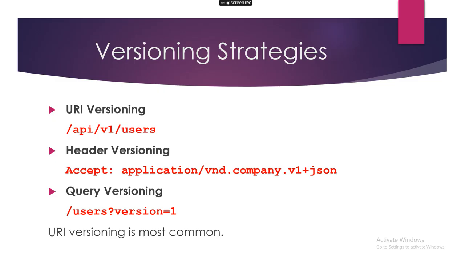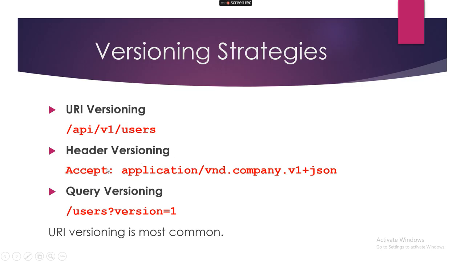So, versioning strategies. There are three main ways of versioning your APIs. The first and most popular is URL versioning, which is what we're going to be using in this series. You put the version in the URL or in the path of your API. This is mostly done in the back end, right? In the back end, you define your API endpoint and you put the version there in the path.